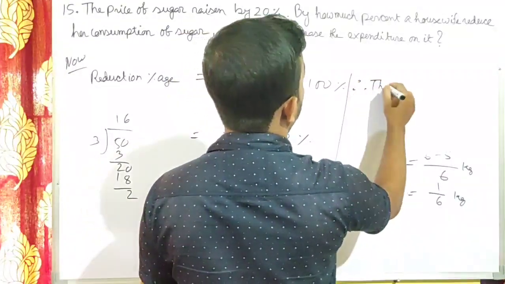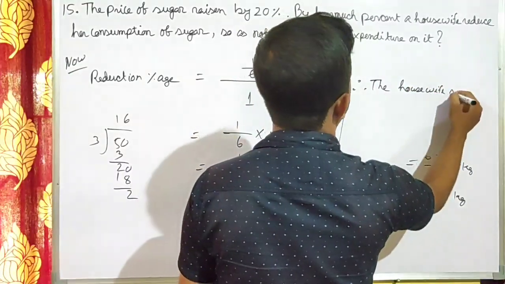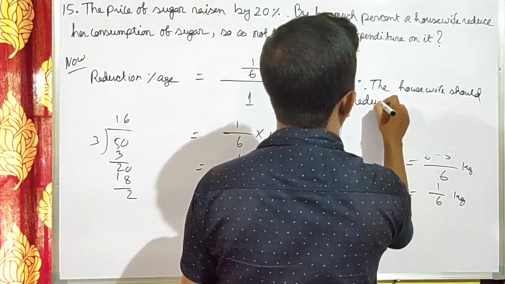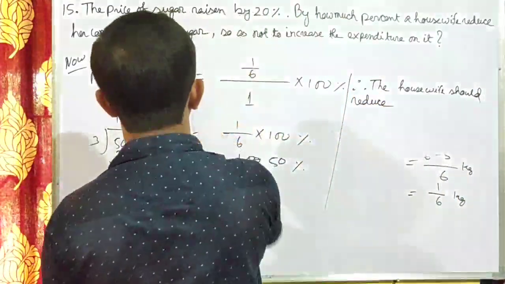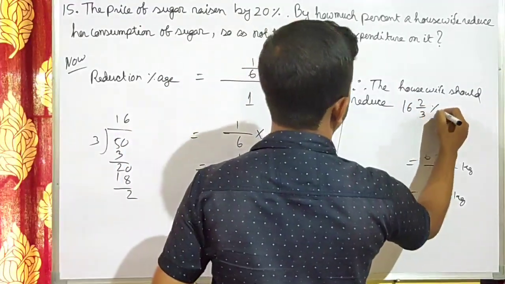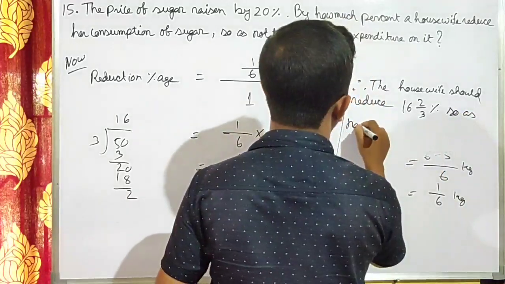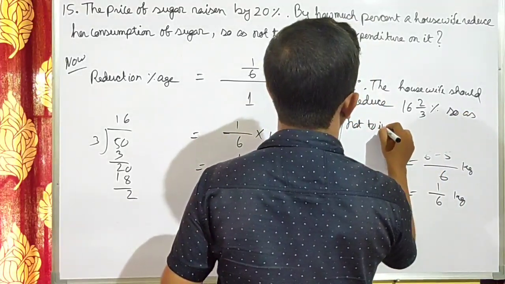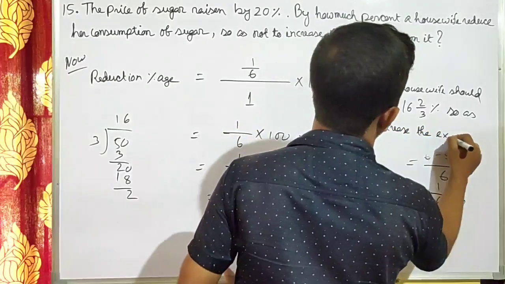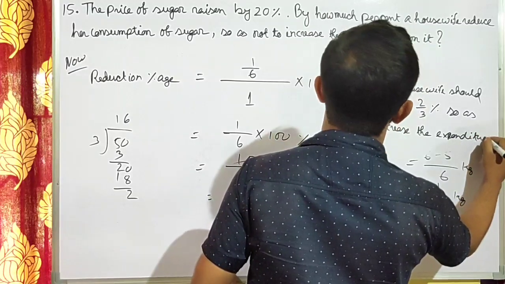Therefore the housewife should reduce 16 2 by 3% so as not to increase the expenditure. I hope this is clear to you, isn't it?